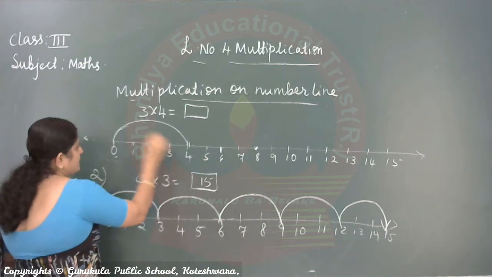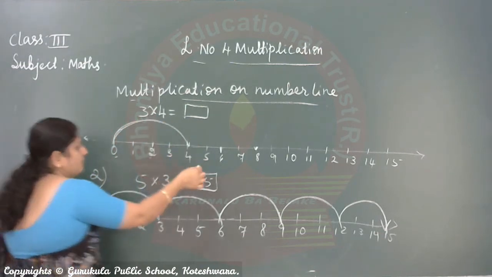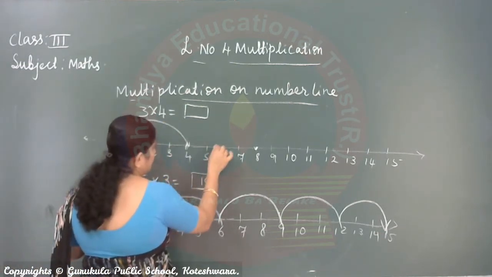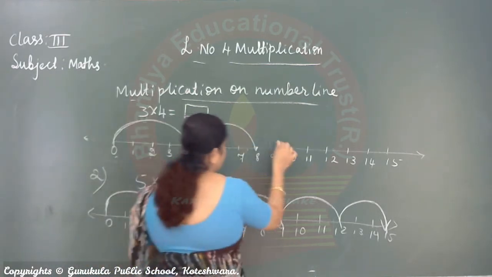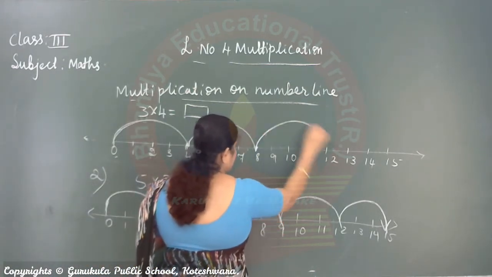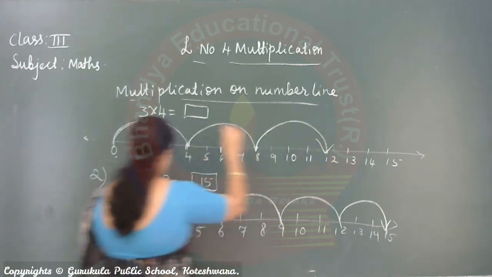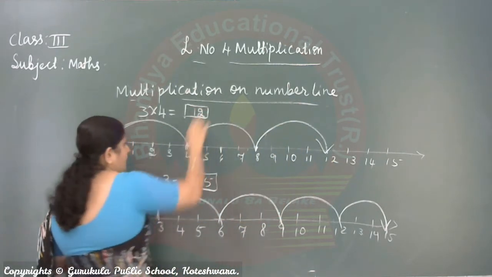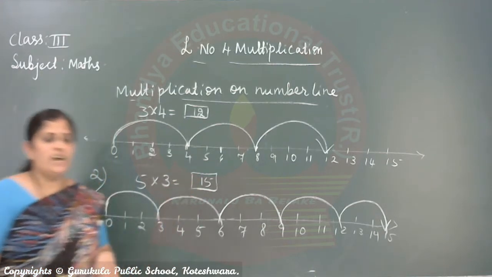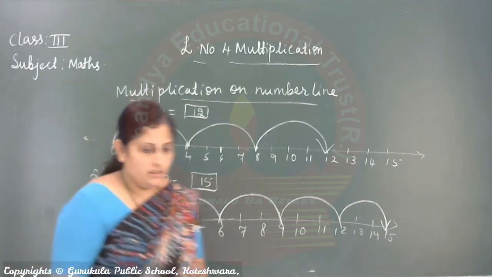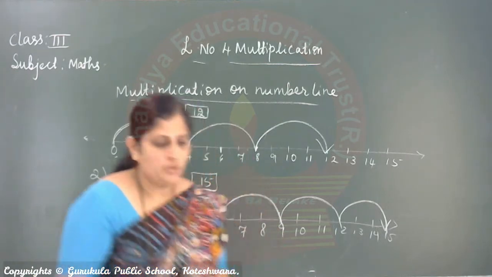Correct? 4 steps. 1 jump. Next 1, 2, 3, 4 steps. 2 jumps. 1, 2, 3, 4 steps. Third jump. Correct? So here 3 fours are where we have reached. We reached 12. 3 fours are 12. Okay? In this way, you have to complete this.